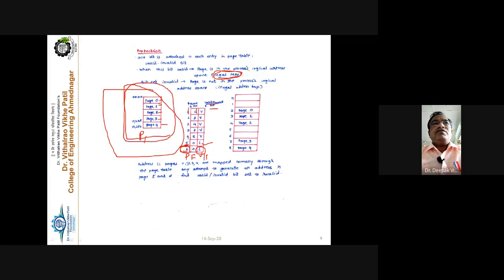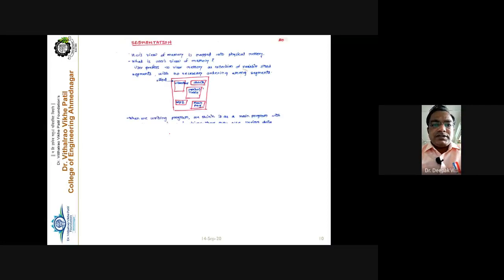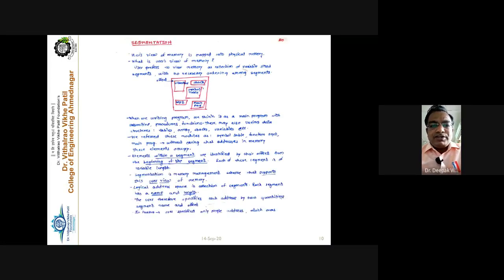If it is not part of the logical address space, you can mark it as an invalid page, right? Okay, so next point. Now it is nothing but segmentation. So paging, we have discussed so far.